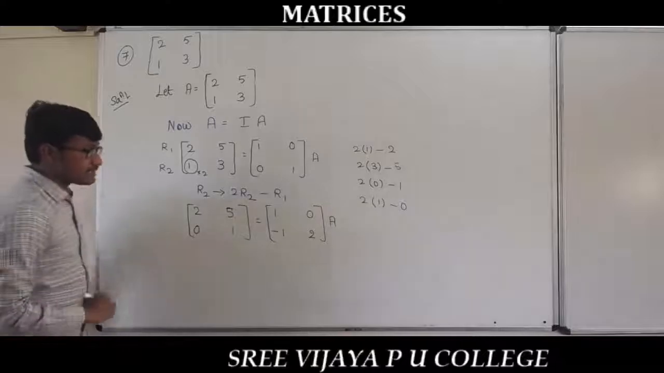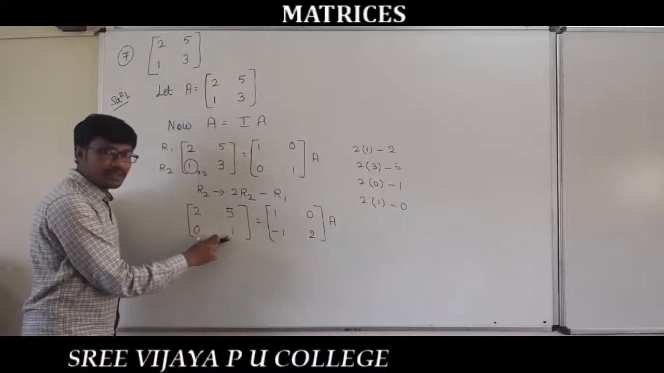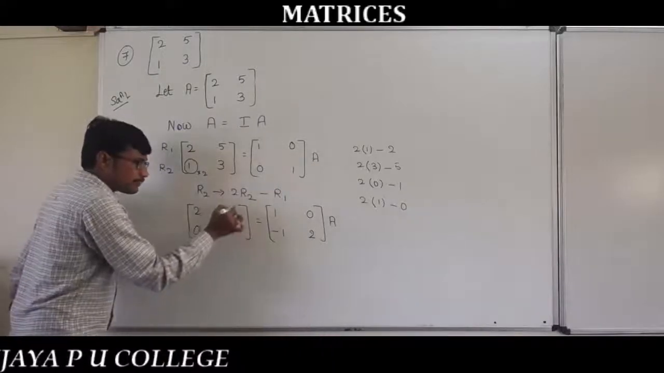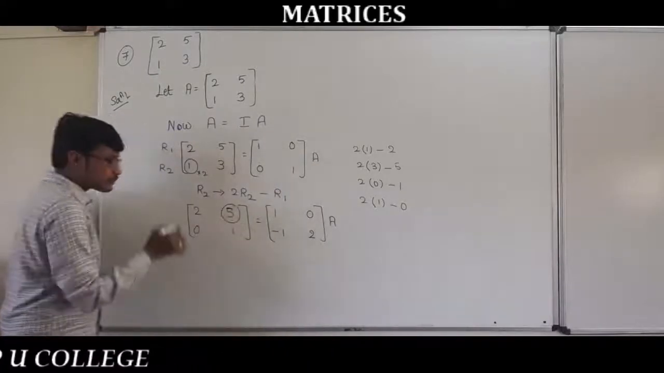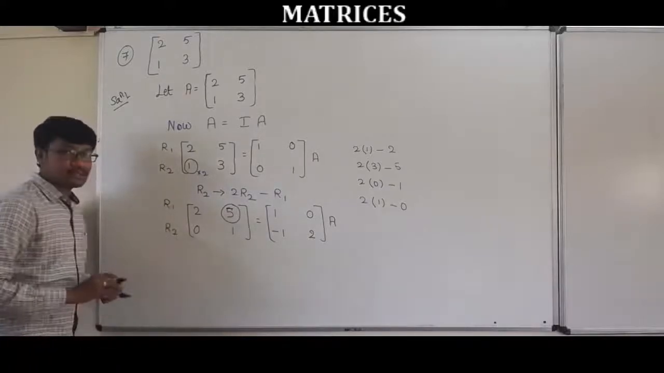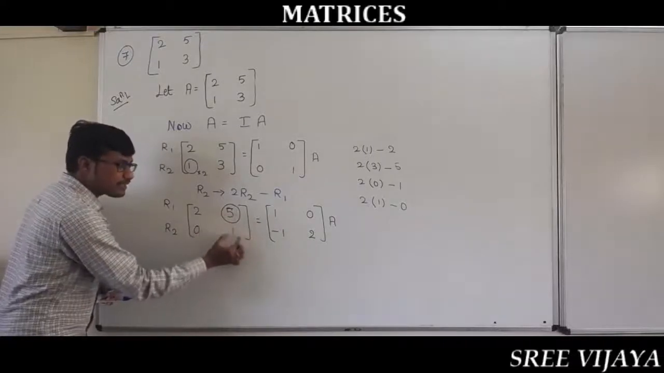Okay. Next, it is already 1. Is there a need to convert? No need to convert, right? You can leave that one. Next, this 5. It is in which row? It is in the first row. So to make it a 0, you can subtract this element with this element, meaning R1 with R2.